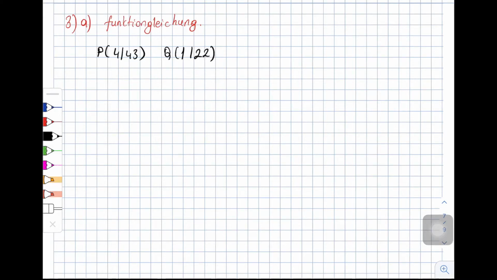Alright everybody, question number 3, we need to write down the Funktionsgleichung. If you want to write any Funktionsgleichung, the most important thing is you must have a point, 1 point, and slope. Steigung, in other words, Steigung.